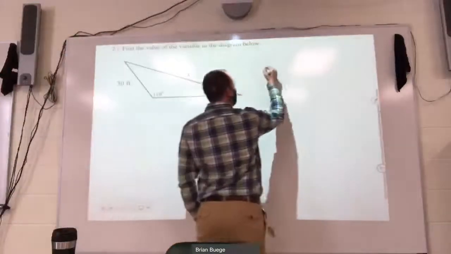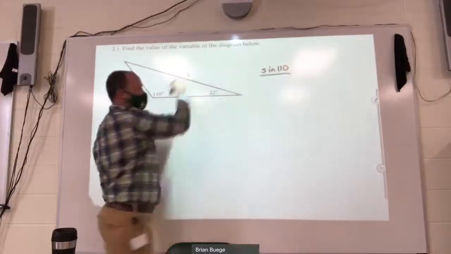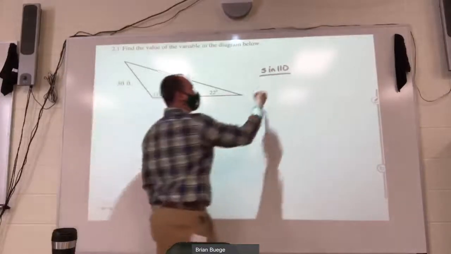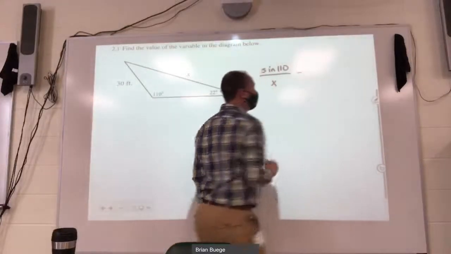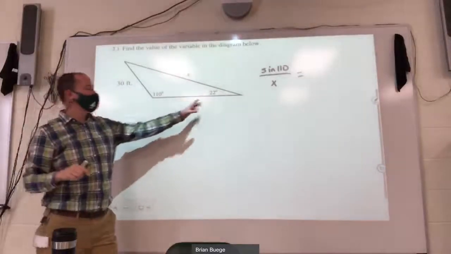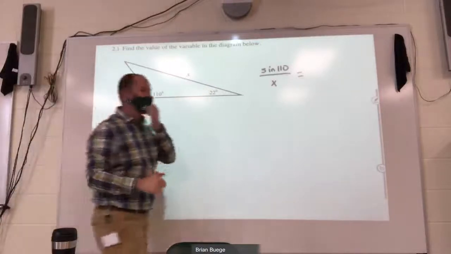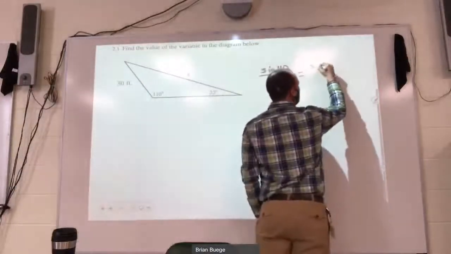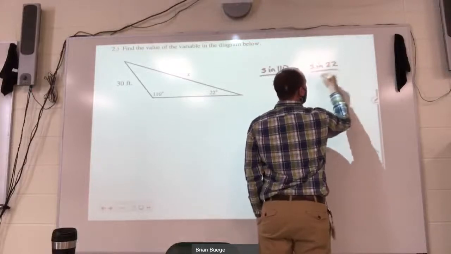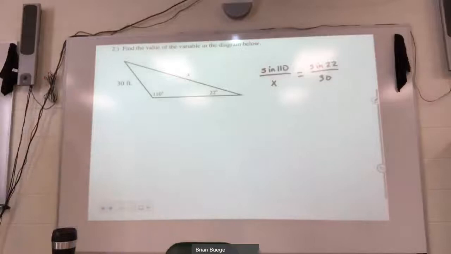So if I take the sine of 110, I'm going to put that over the side opposite, which in this case is x, that's what I'm looking for, equal to the sine of a second angle measure, the 22 degrees, over its opposite side, which in this case is 30. Sine of 22 over 30. There's your setup of the law of sines, and basically what we just set up is a proportion, which now we solve just like any other proportion.